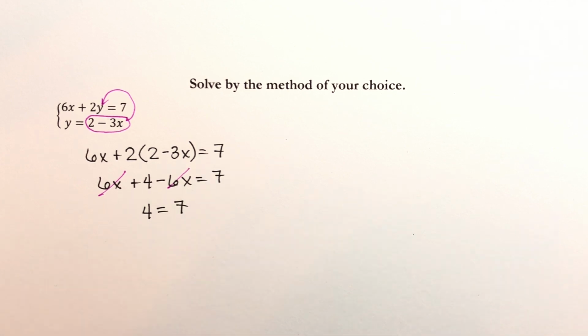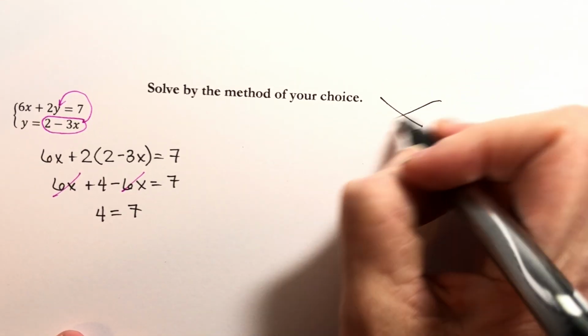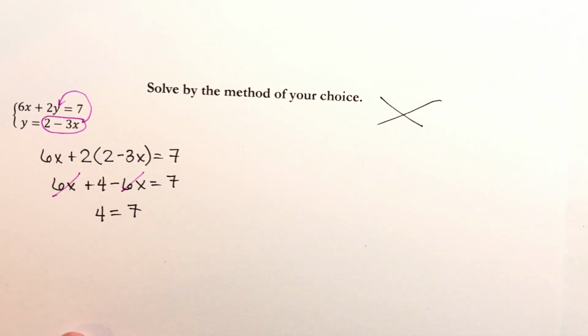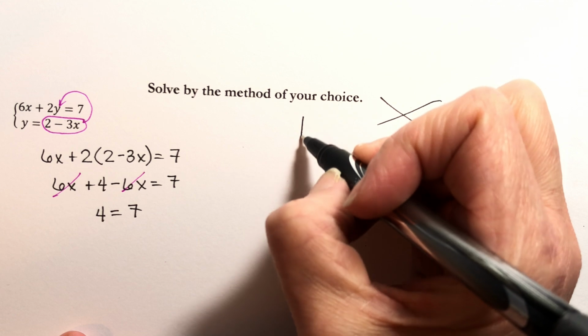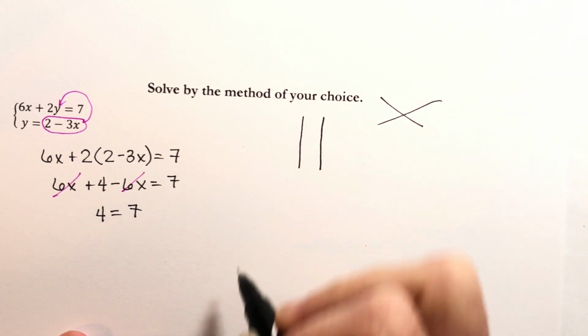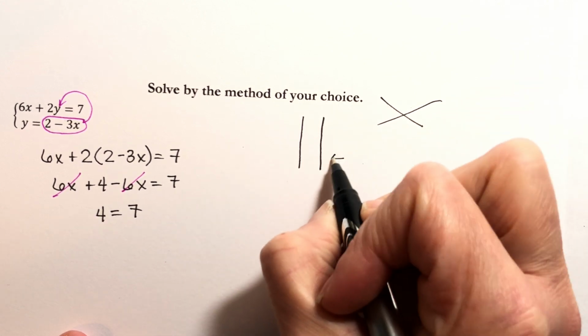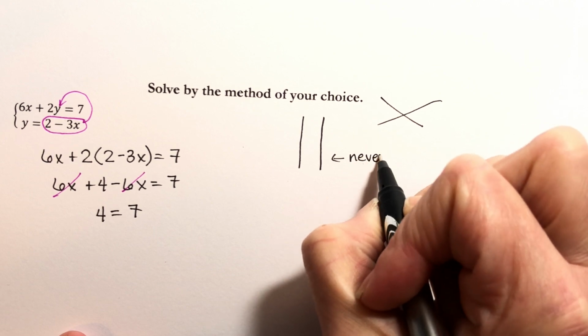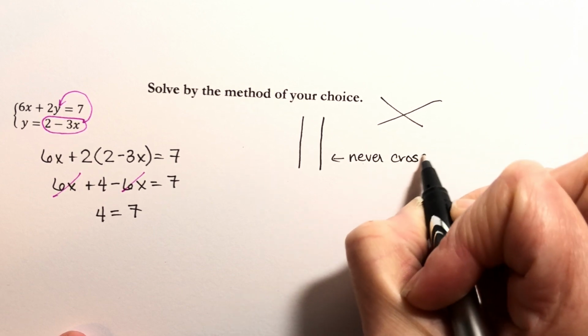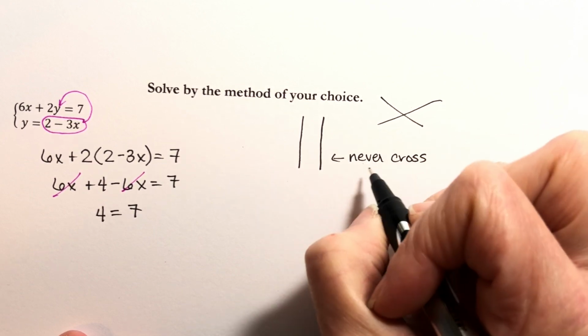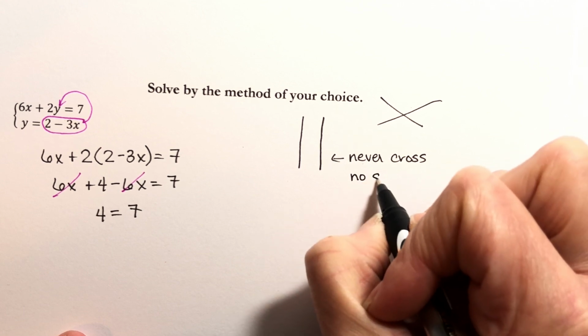Let's think back to what we were talking about. We use the graphing language a whole lot. Well, most of the time, if you graph any two lines, they're going to cross somewhere. But it is possible that you have two lines that are parallel and never cross. Okay, and that also means you have no solution.